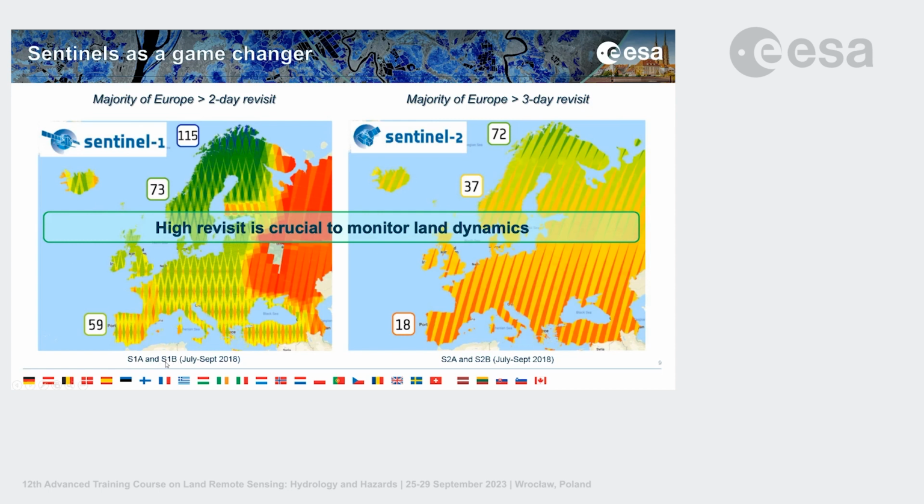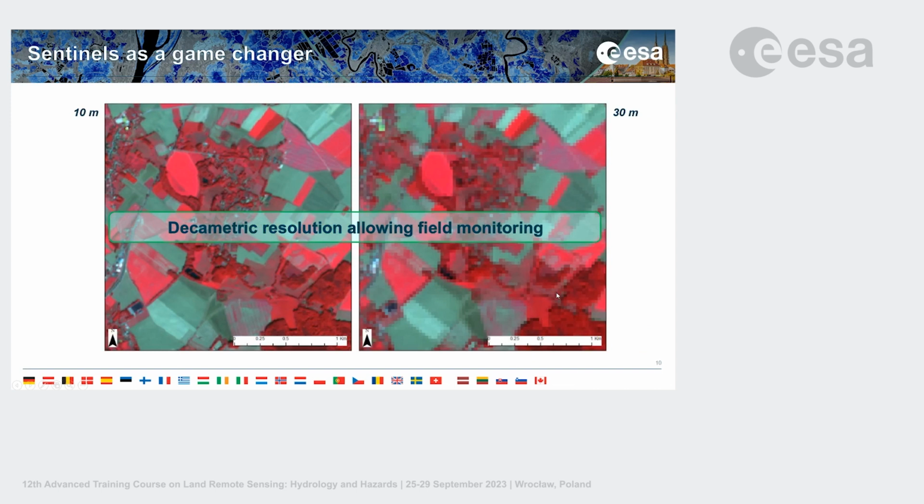So this is the revisit time for Sentinel-2 and Sentinel-1. This is old because we don't have any more Sentinel-1B, if I'm not wrong. So the revisit time for Sentinel-1 is around 12 days. And for Sentinel-2 is 5 days. If you go up to the north, it is less than 3 days.